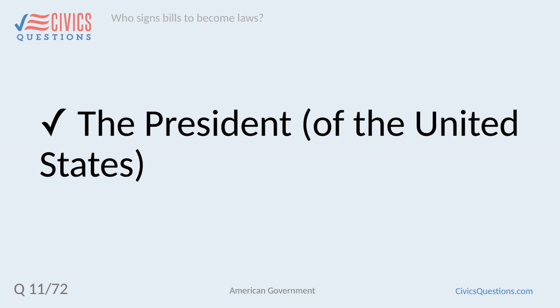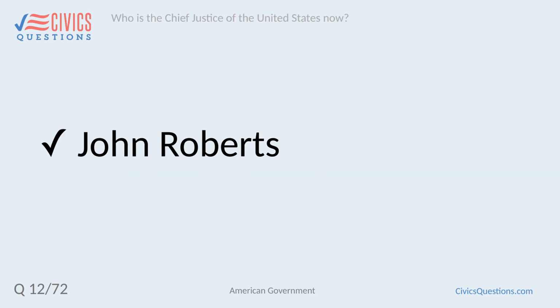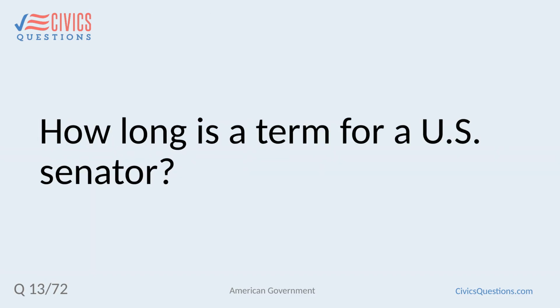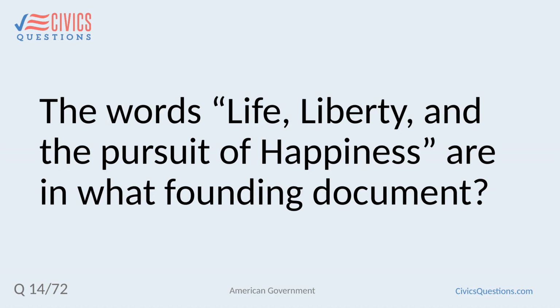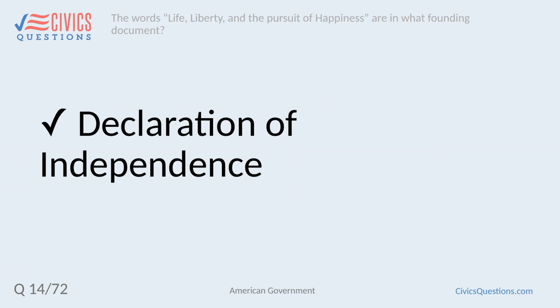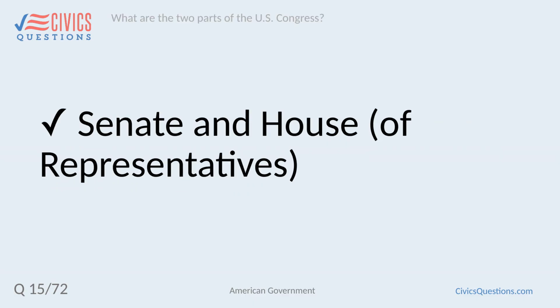Who signs bills to become laws? The President of the United States. Who is the Chief Justice of the United States now? John Roberts. How long is a term for a U.S. Senator? 6 years. The words life, liberty, and the pursuit of happiness are in what founding document? Declaration of Independence. What are the 2 parts of the U.S. Congress? Senate and House of Representatives.